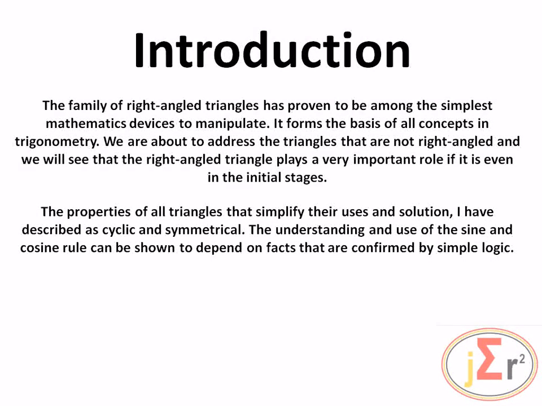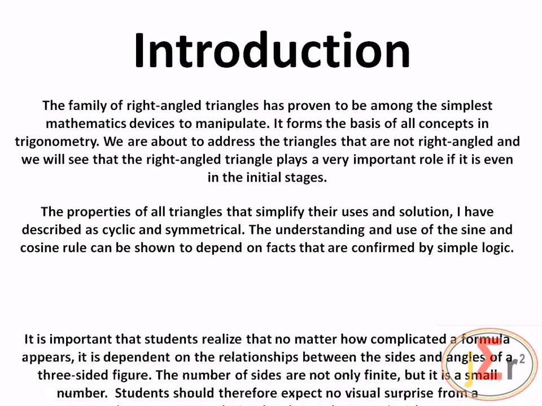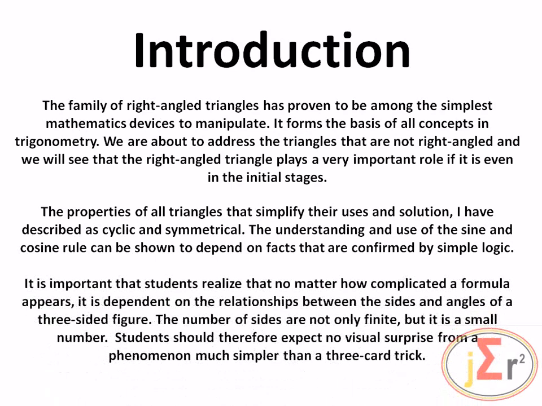The understanding and use of the sine and cosine rule can be shown to depend on facts that are confirmed by simple logic. It is important that students realize that no matter how complicated a formula appears, it is dependent on the relationships between the sides and angles of a three-sided figure. The number of sides are not only finite, but it is a small number. Students should therefore expect no visible surprise from a phenomenon much simpler than a three-card trick.